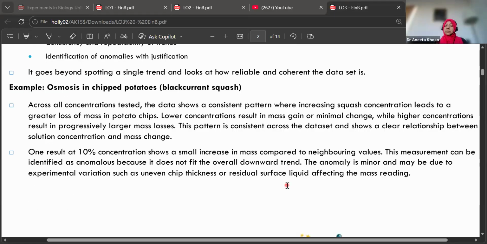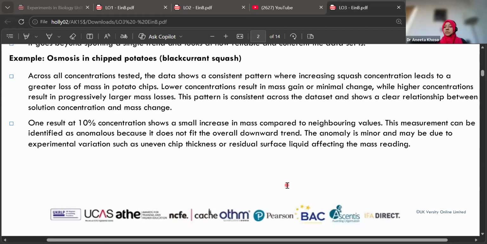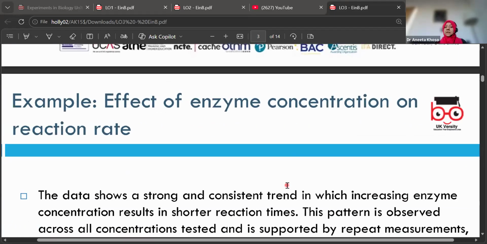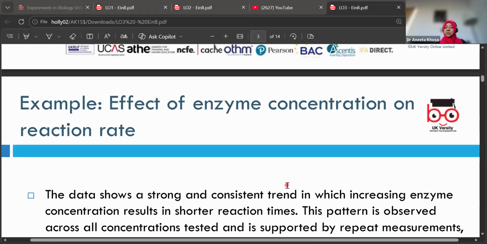One result at 10% concentration shows a small increase in mass compared to the neighboring values. This measurement can be identified as anomalous because it does not fit the overall downward trend. So this anomaly is minor. That's just one thing that was abnormal. And this may be due to experimental variations such as uneven chip thickness or residual surface liquid affecting the mass reading. An example of enzyme concentration on reaction rate.